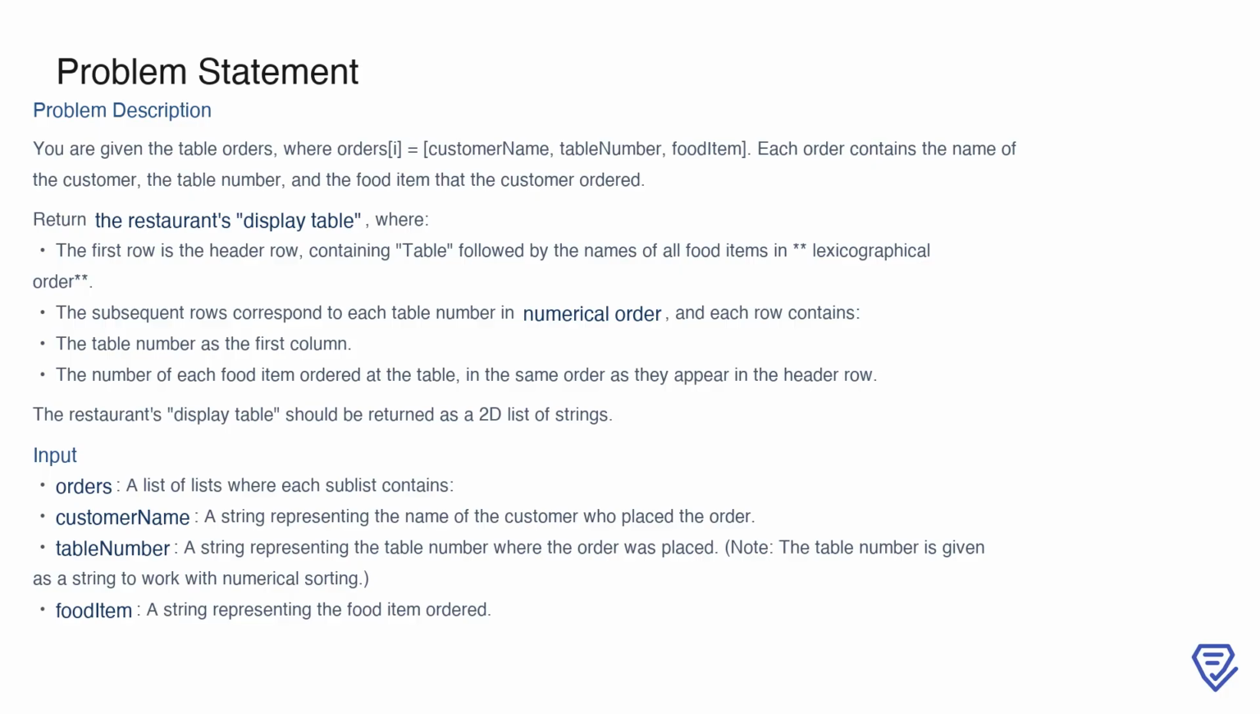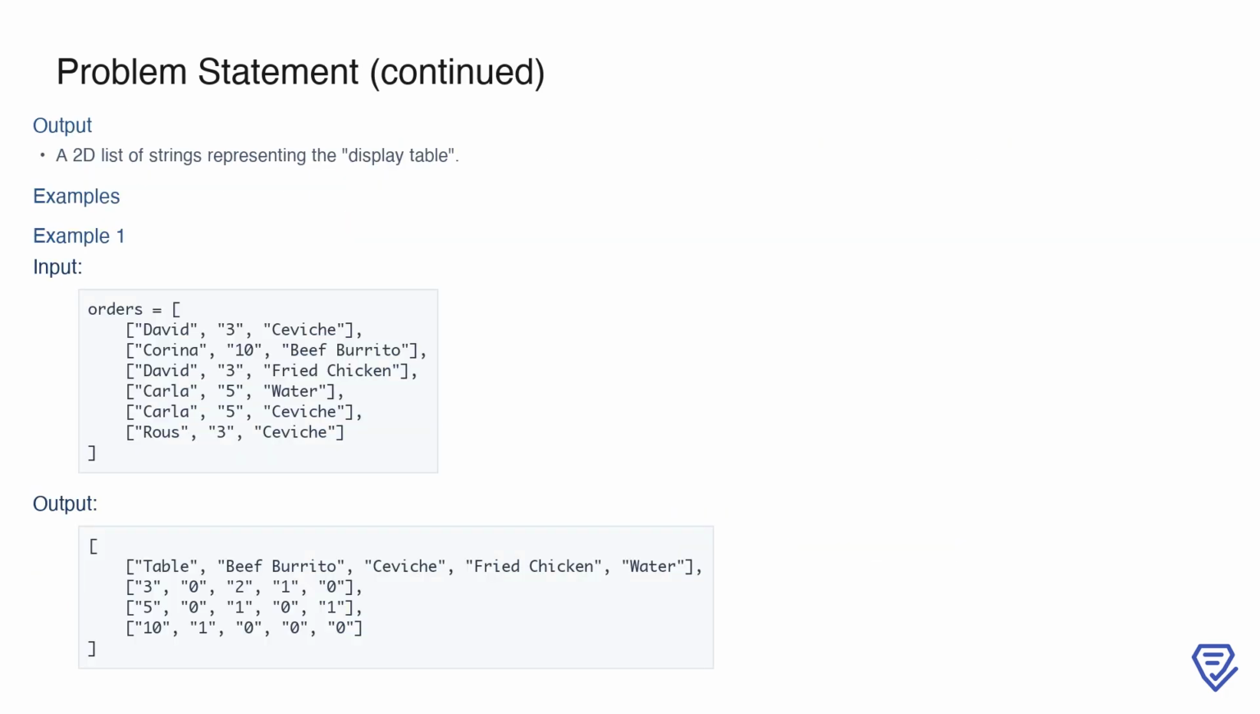The subsequent rows correspond to individual table numbers, listed in numerical order. Each row starts with the table number and is followed by the count of each food item ordered at that table, aligned with the order of the food items in the header row. The result should be returned as a 2D list of strings, which will serve as the finalized display table for the restaurant. The output of this problem is a 2D list of strings representing the structured display table.